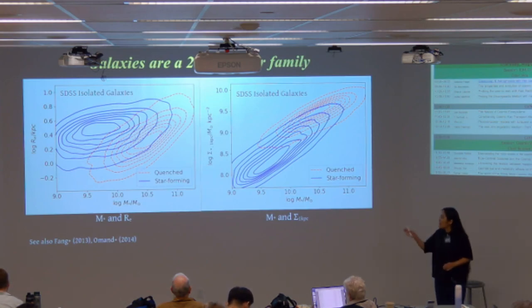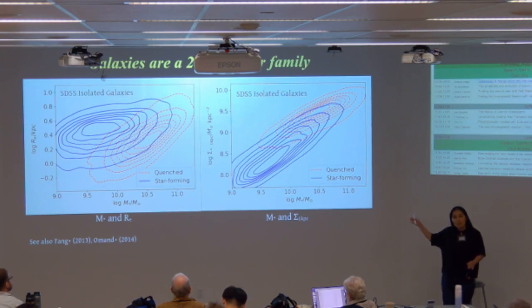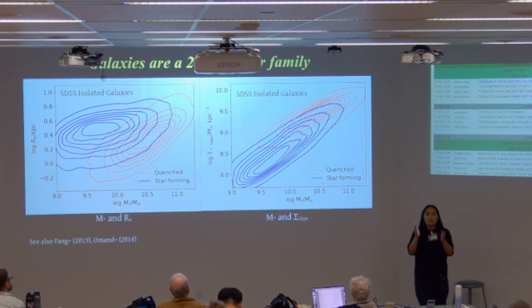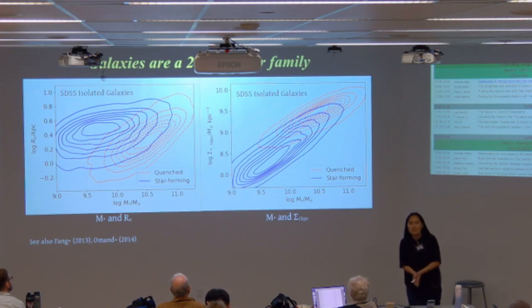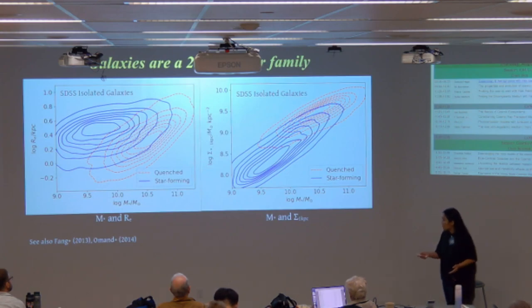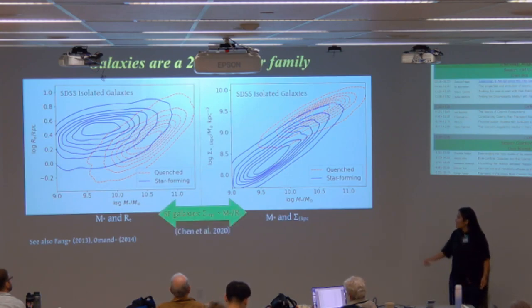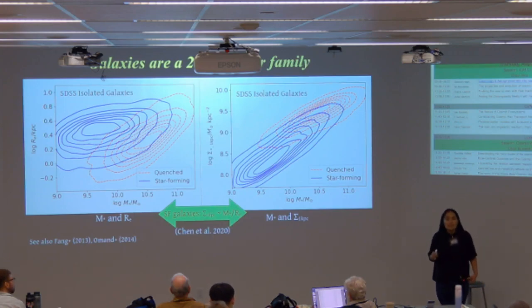Now, there is a big range in size and core density if you compare quenched to star-forming, but even within the star-forming population, which is what I'm going to be focusing on today, there is still quite a range. For star-forming galaxies, sigma 1 is related to radius; it's just M over R. You can take a look at the measurements here and check it all.